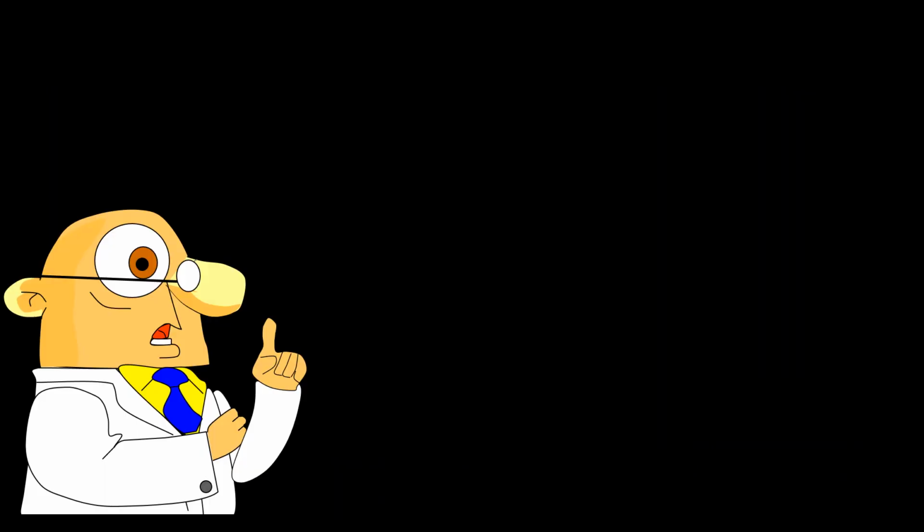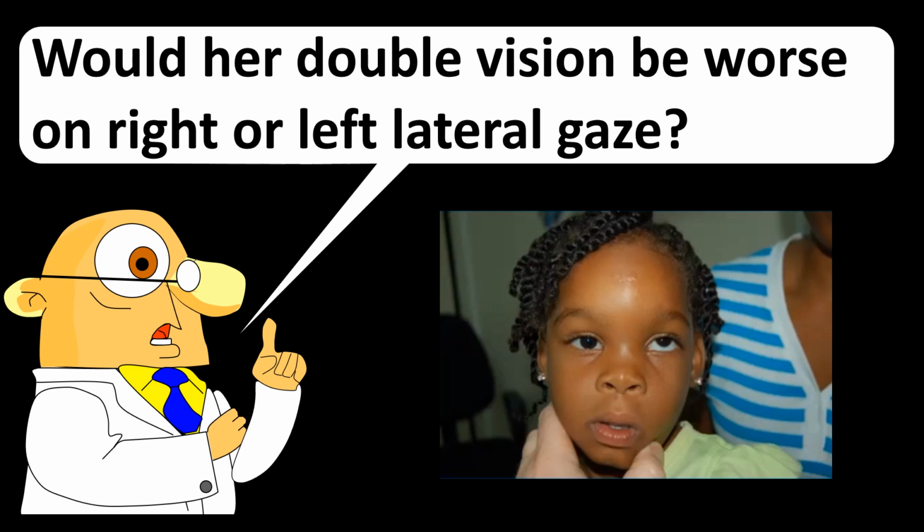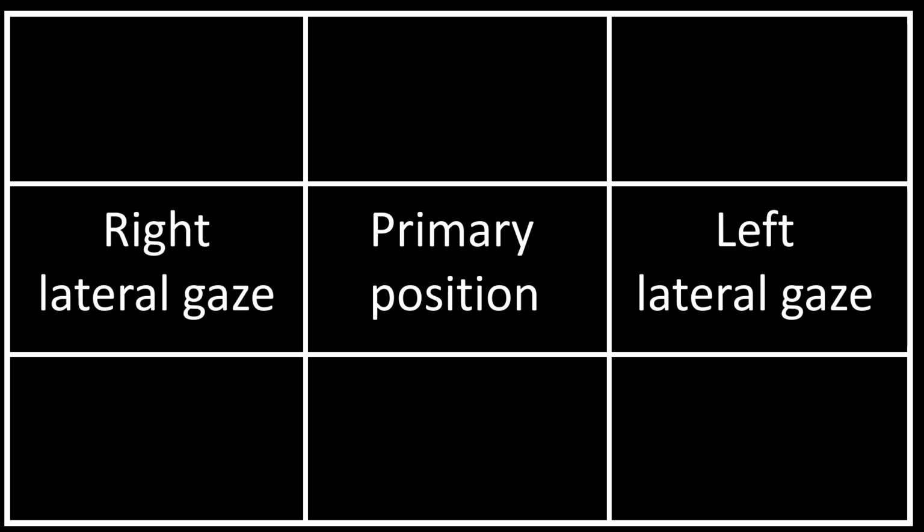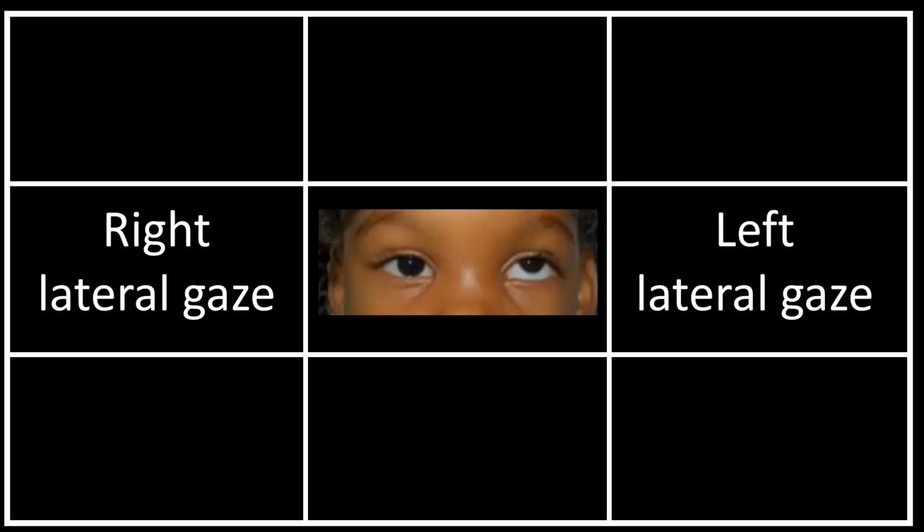Now I would like to ask you a question. Would her double vision be worse on right or left lateral gaze? These boxes correspond to the 9 eye positions of gaze. At this point, I would like to consider only 3 of them: primary position, left lateral gaze, and right lateral gaze. I have now introduced the photograph of our patient's eye in primary position.